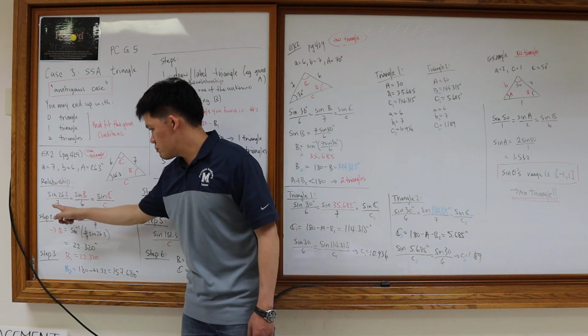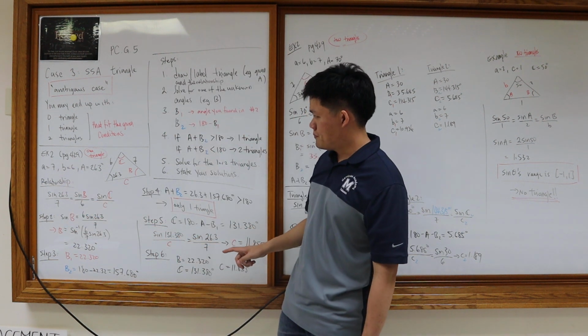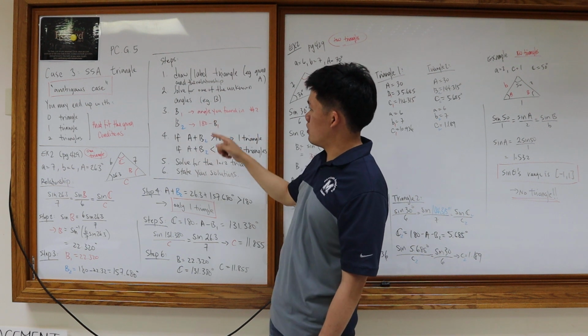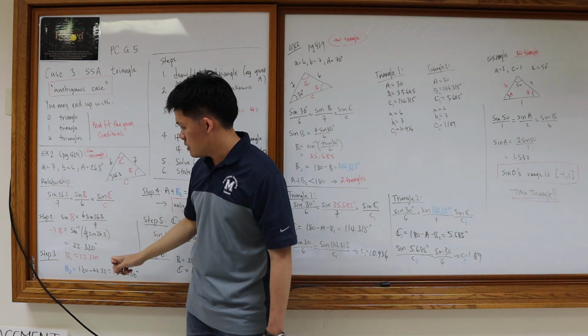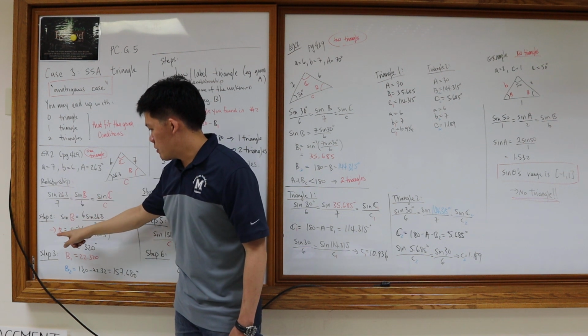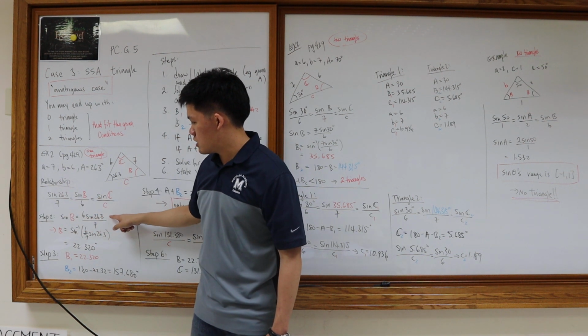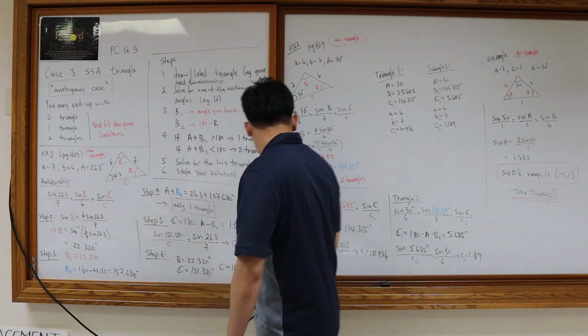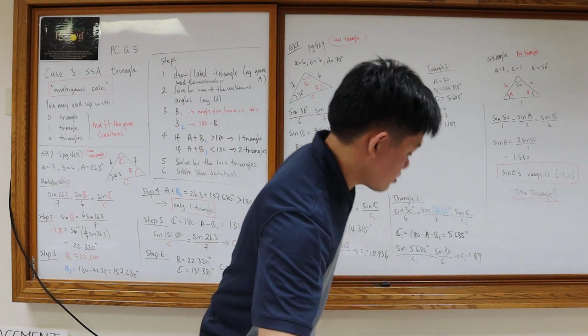Let's move on to step number 2, which is to solve for one of the unknowns. In this case, let's solve for B. Solving for B, moving the 6 up, you end up with sine of B equal to 6 sine of 26.3 over 7. Make sure you put in your angles. You don't want to mess yourself up.